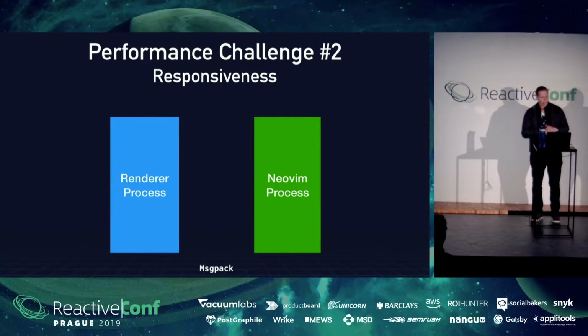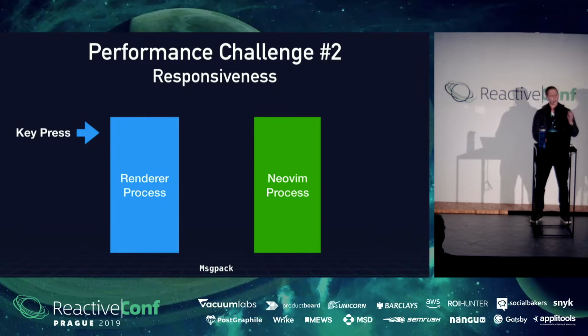And one challenge we had is we had sort of a back and forth, some asynchronicity in how we handled the key press. So a key press would come into our renderer process. We'd send that over to Onivim. And it's a separate process, so we'd send it over a pipe. That would get put on an event loop.